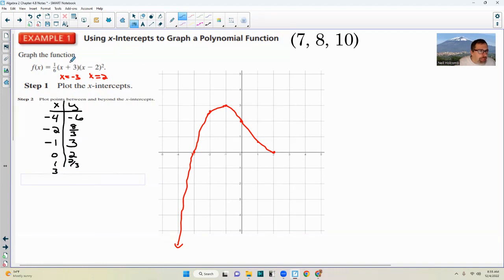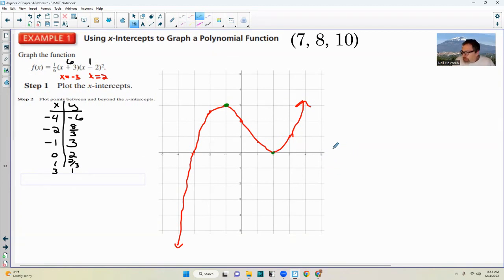So if I put 3 in here, I get 3 plus 3, which is 6. If I put 3 in here, 3 minus 2 is 1. 1 squared is 1. 1 times 6 is 6. 6 divided by 6 is 1. So I get the point 3, 1, which is right here. So it's turning and going back up. Okay, and it is going to continue to do that. So there is the graph of our function with a turning point at -1, 3, and a turning point at 2, 0.